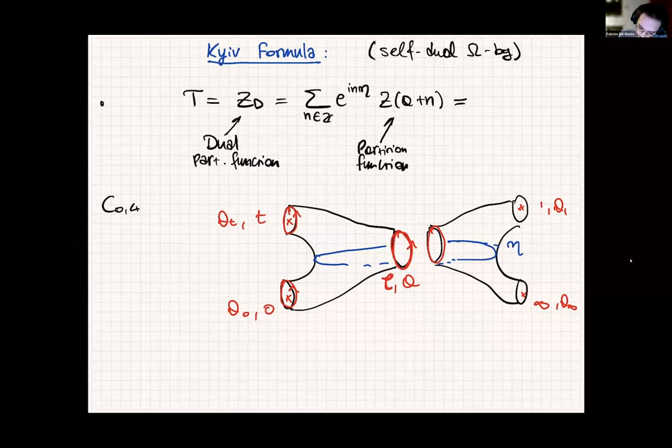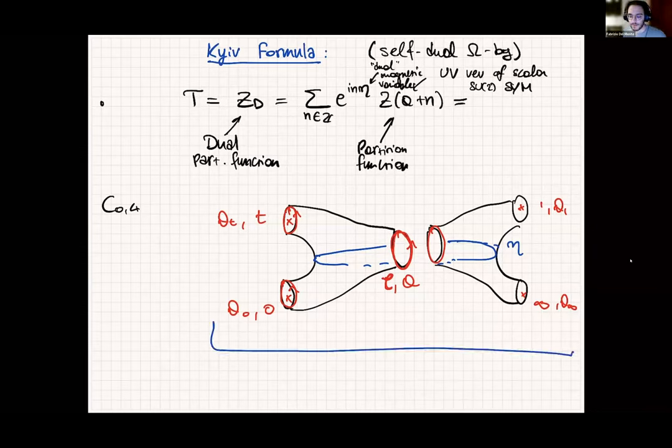And in terms of the gauge theory, this is the VEV in the ultraviolet of the scalar of the SU(2) super Yang-Mills theory. This is called the ultraviolet Coulomb parameter. And this is the dual magnetic variable. But everything is very clear if you think of them as parameters, as parameterizing the monodromies of this linear system on the Riemann surface in the class S construction.